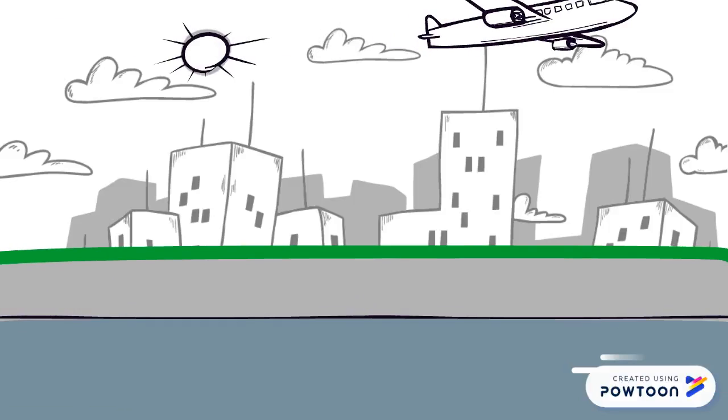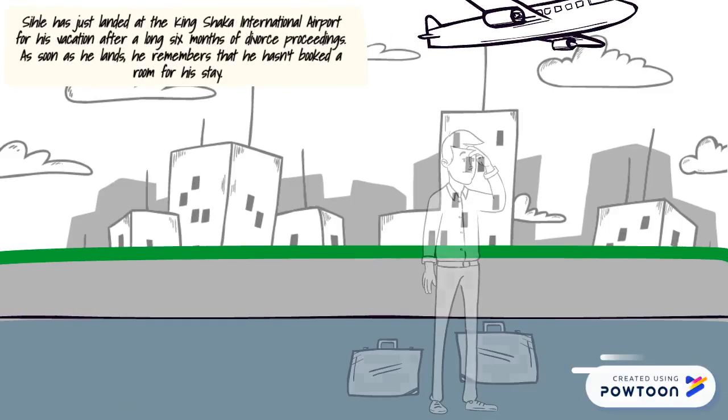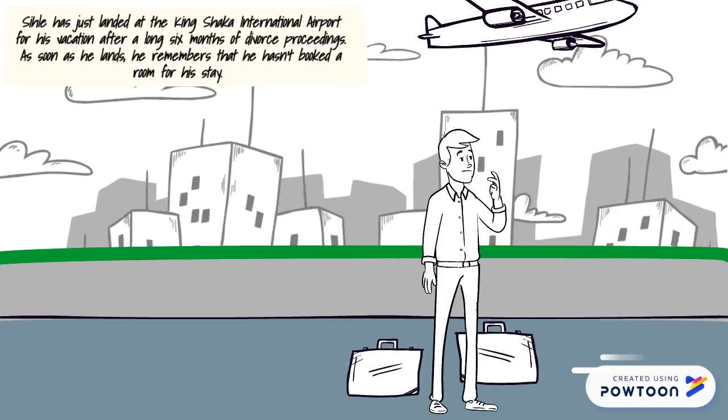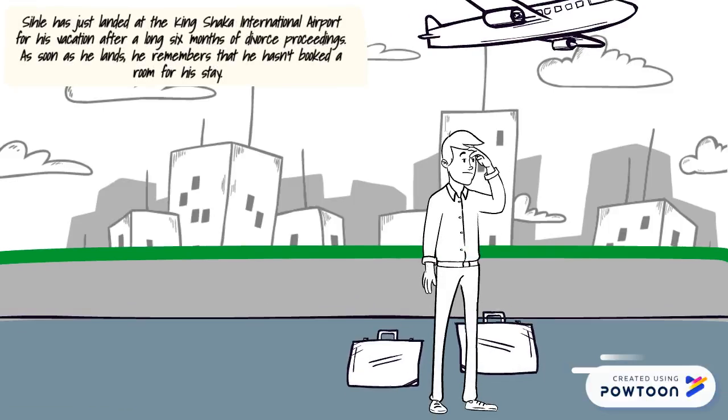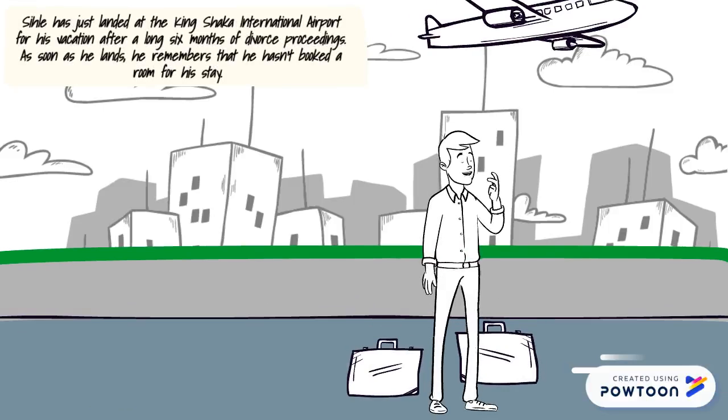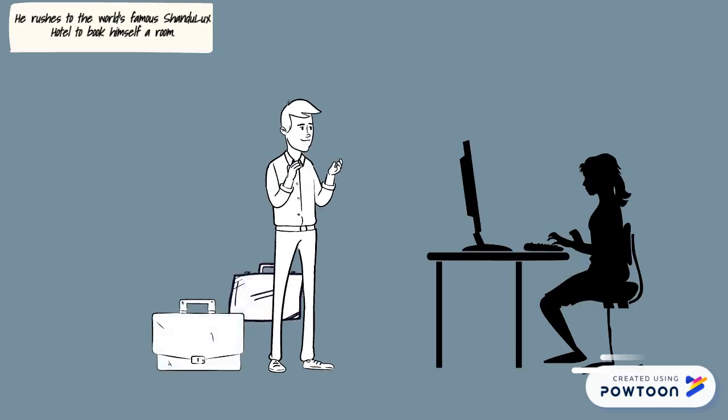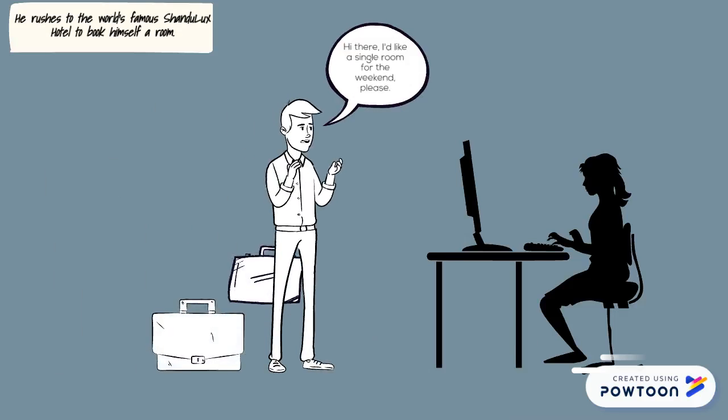Sil has just landed at the King Shaka International Airport for his vacation after a long 6 months of divorce proceedings. As soon as he lands, he remembers that he hasn't booked a room for his stay. So, he rushes to the world's famous Shandu Lux Hotel to book himself a room.